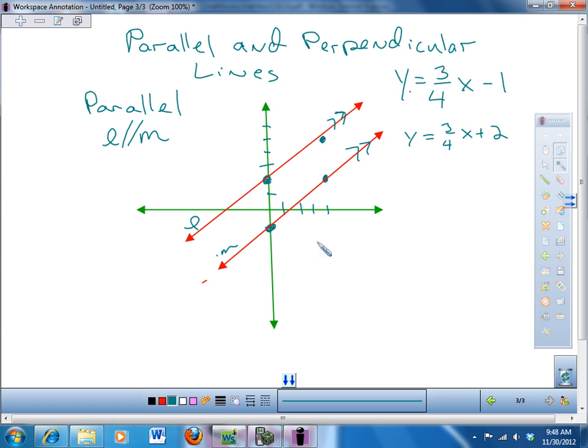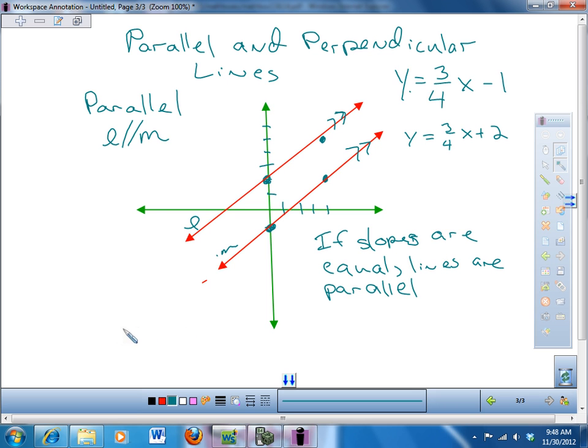So we come up with a little rule. If slopes are equal, then the lines are parallel. I can't write today. That's all you got to know.